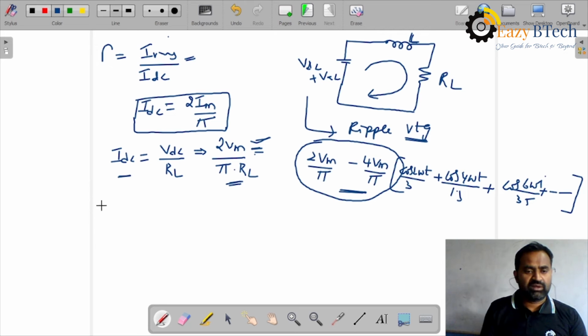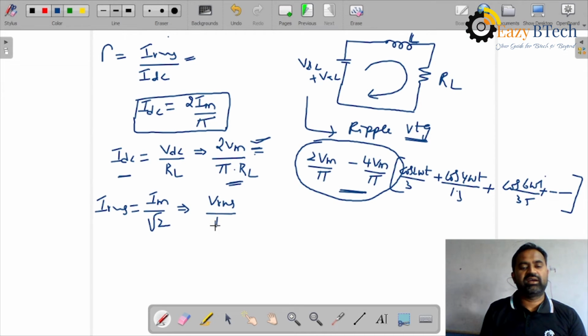Similarly, IRMS is equal to Im by root 2. If we want to write this in terms of voltage, we may write in a similar manner. IRMS is equal to VRMS by RL, VRMS because it is an AC. IRMS is nothing but IAC.